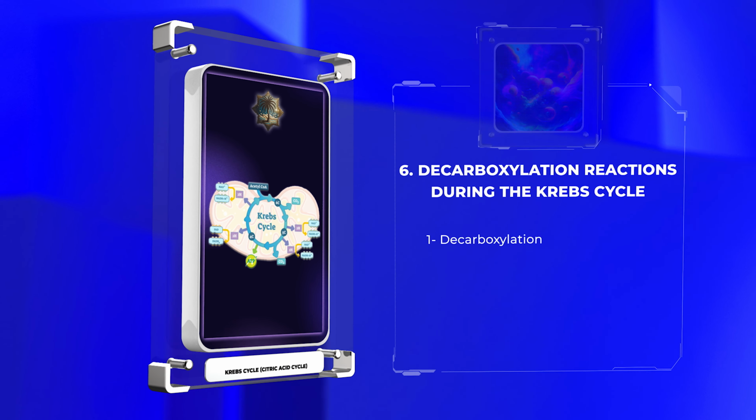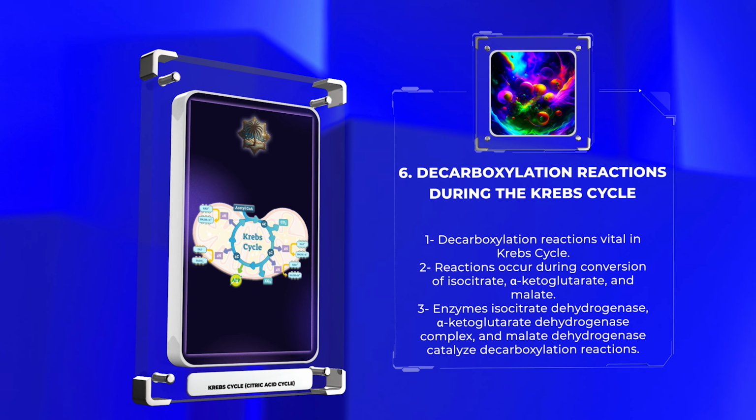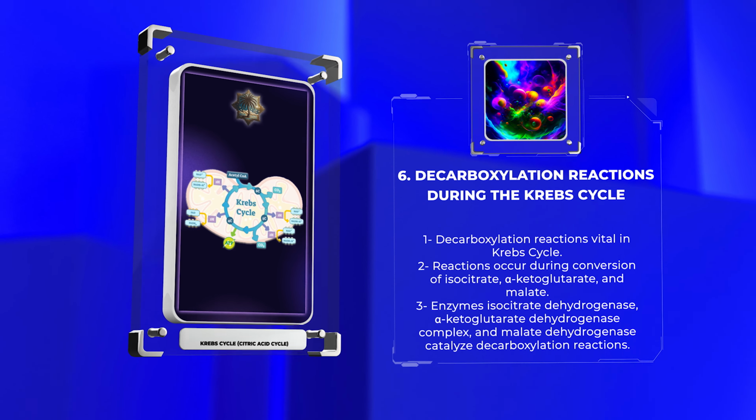Decarboxylation reactions play a vital role in the Krebs cycle, resulting in the release of carbon dioxide and the generation of reducing equivalents.